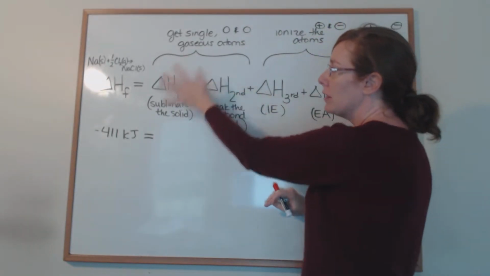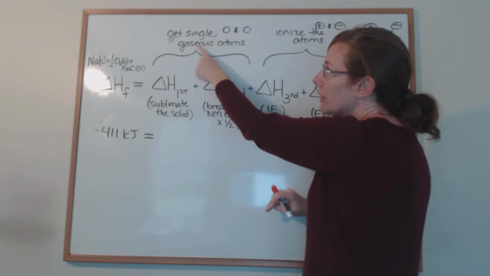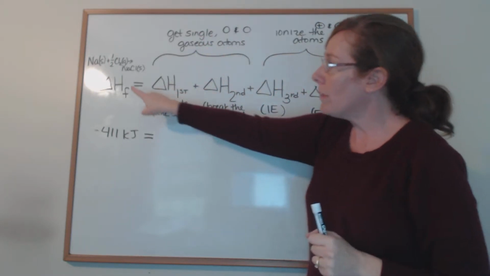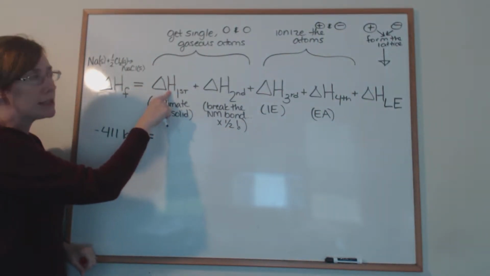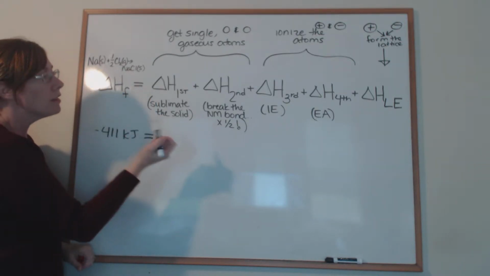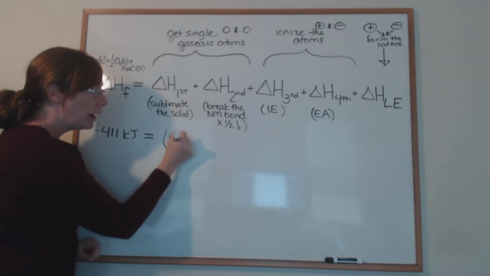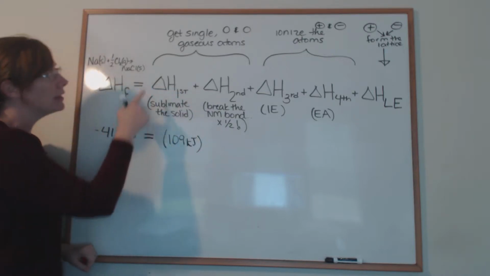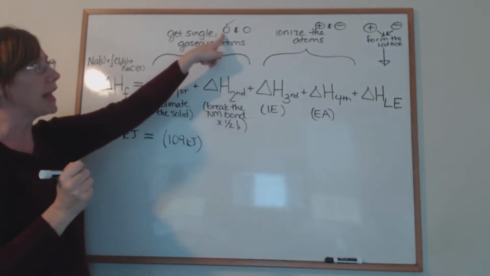In summary, the first 2 steps are essentially to get single gaseous atoms. We want single atoms, and we want them gaseous. Looking at the solid sodium, because these are usually ionic compounds, it's usually a metal. The first step is to sublimate the solid, and that's where your 109 kilojoules value comes in. We are turning the solid into a gas, so that gets our sodium to be gaseous.